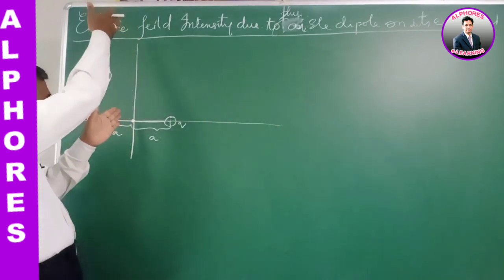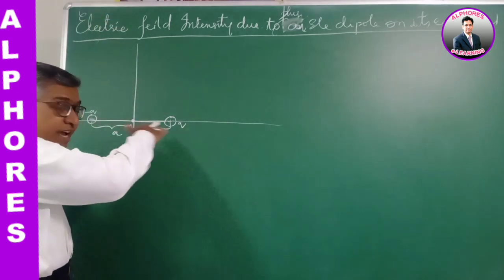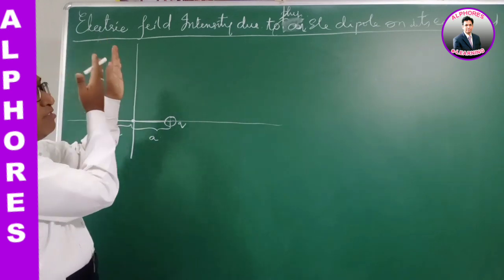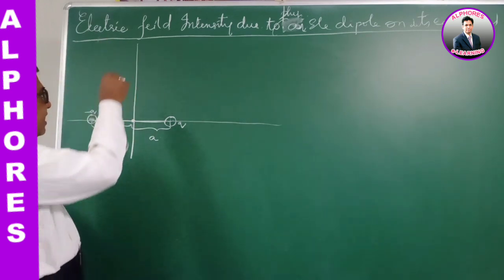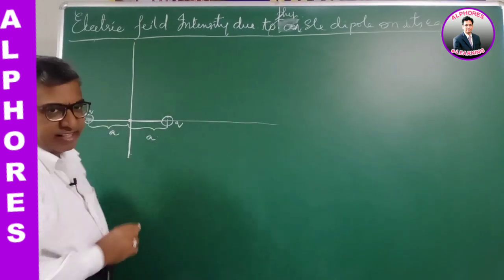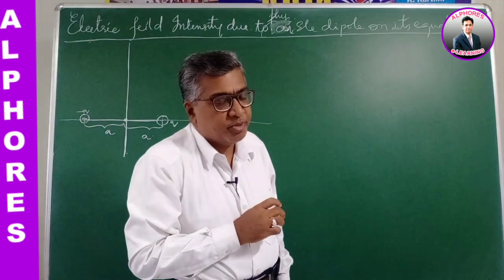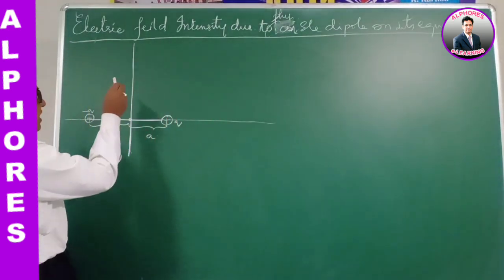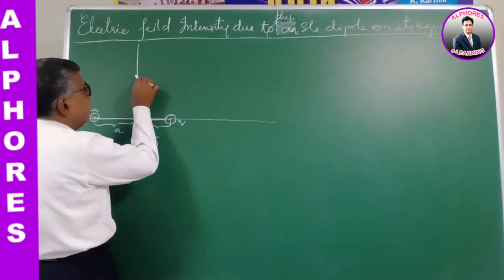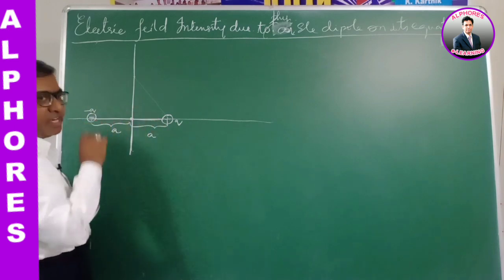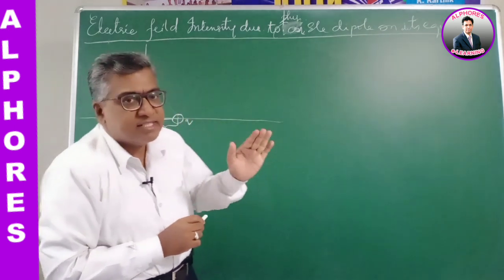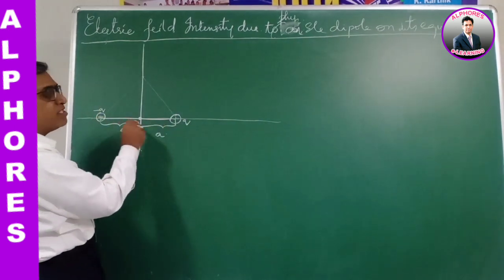Now the plane perpendicular to the axial line and passing through this point is called the equatorial plane. And this line in the plane, considering this and this, is the equatorial line. One more important point to be noted: if you consider any point on the equatorial line, they are at equidistant from either of the charges. All the points on the equatorial line are at equal distance from either of the charges of the dipole.